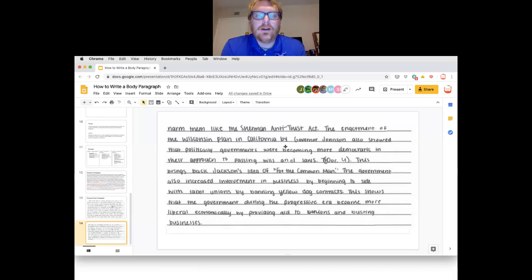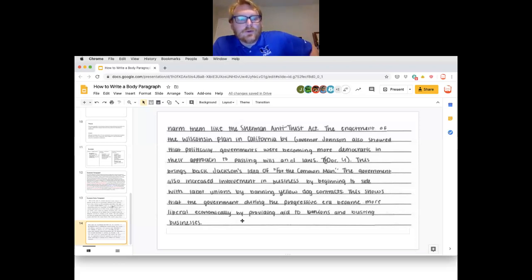Then you go forward and you get the second document here. The enactment of the Wisconsin Plan in California by Governor Johnson also showed that politically governments were becoming more democratic in their approach to passing bills and laws. This brings back Johnson's idea of for the common man. The government also increased involvement in business by beginning the side of labor unions by banning yellow dog contracts. This shows that governments during the Progressive Era became more liberal economically by providing aid to unions and busting businesses.